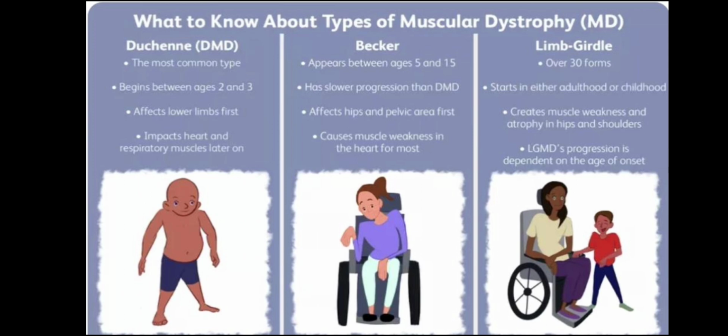The second one is Becker. Appears between ages 5 and 15, has slower progression than DMD. Affects hips and pelvic area first, causes muscle weakness in the heart for the most part.